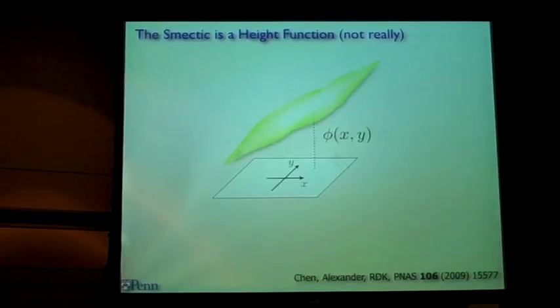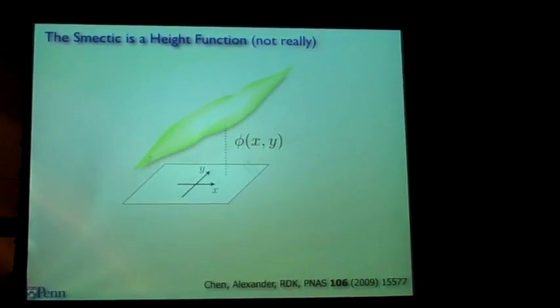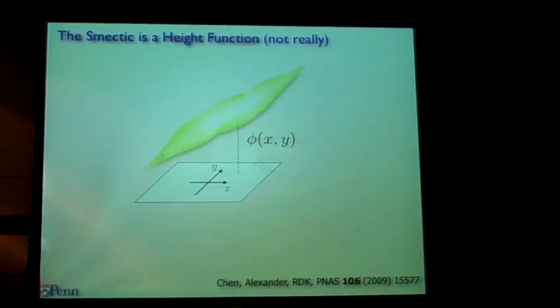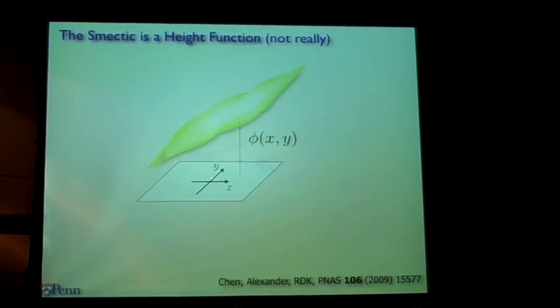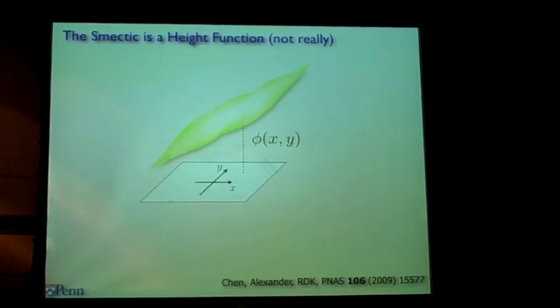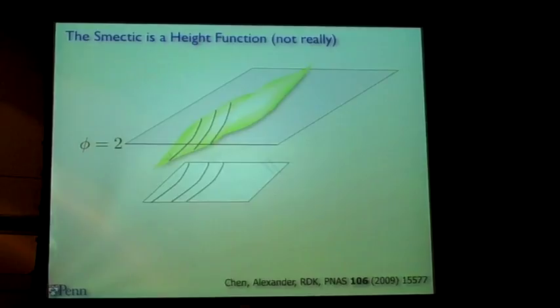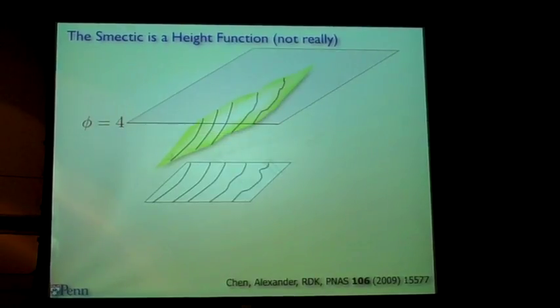So phi of xy equals 0 is the first layer. Phi of xy equals 1 is the next layer. Phi of xy equals 2 is the next layer. But if I have a field phi and I'm in low enough dimensions, I can just draw phi. Right? And here I've drawn phi, and now I can just take sections. So I'm just taking sections at different heights.